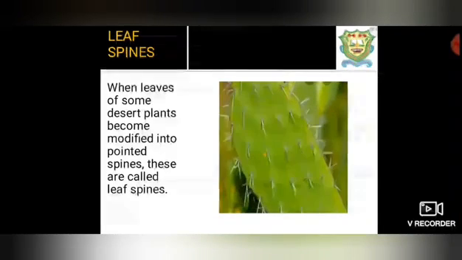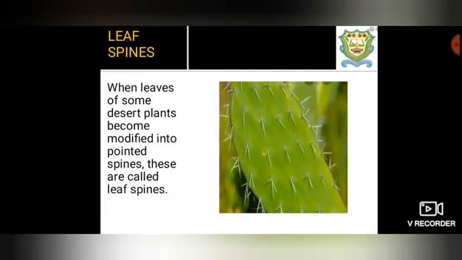Leaf spines. When leaves of some desert plants become modified into pointed spines, these are called leaf spines. Spines are hard, sharp leaves that are specialized to defend the plant from being eaten by animals. They help to reduce the loss of water through transpiration.